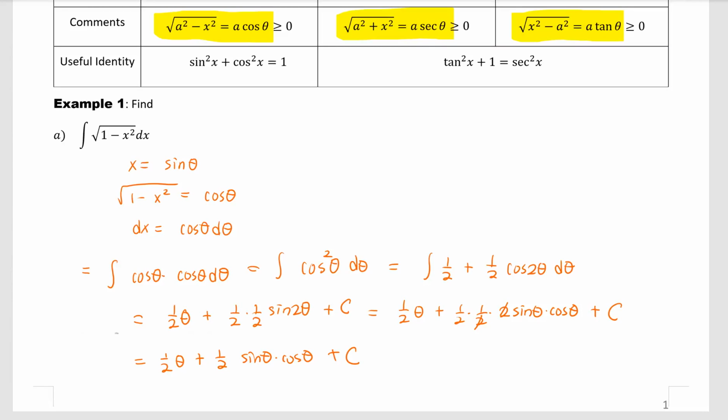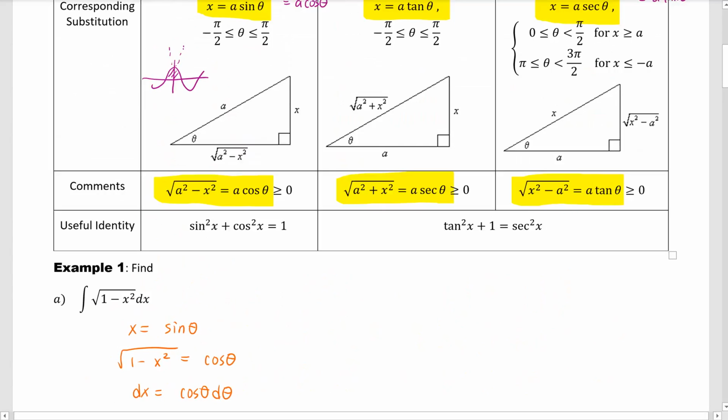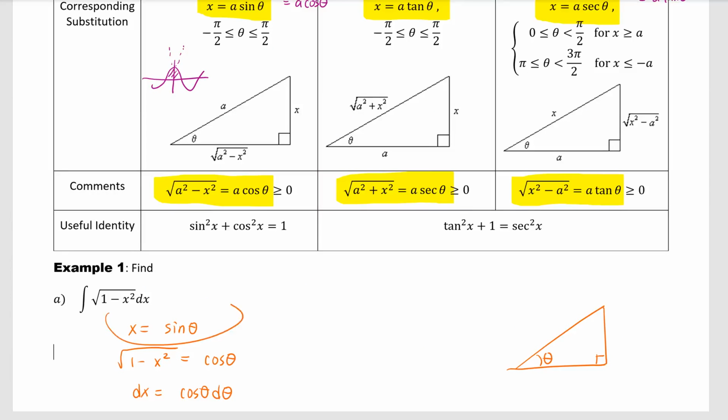And then next, what do we do? Okay, we're going to draw the triangle. So see, I have the triangle here. So how do we draw a triangle? Okay, you draw a right angle triangle, and this is theta. And then look at the setup. So look at the setup. Okay, so sine theta is x. x is like x over 1, right?